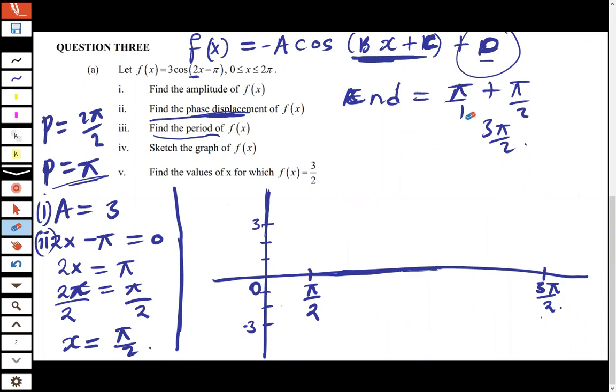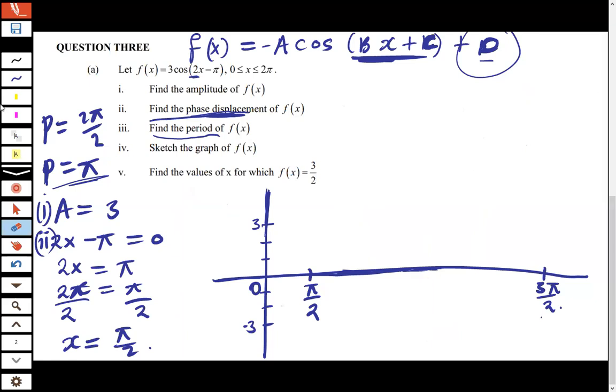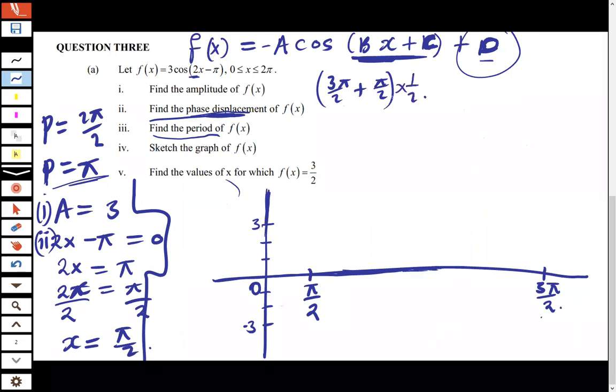So the ending point we have found. Let me just erase this part so that we now find the midpoints. Okay, so the midpoint of pi over 2 and 3 pi over 2, we're just going to add 3 pi over 2 and pi over 2. Then we're going to divide everything by 2, which is just the same as multiplying by half.